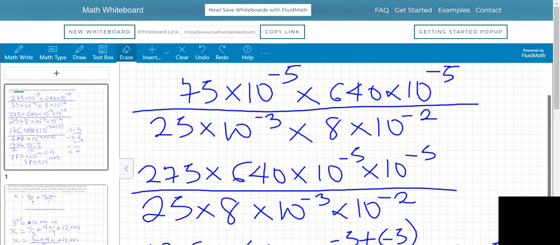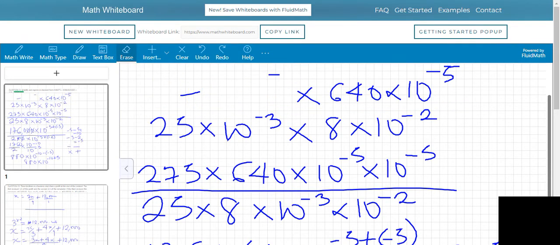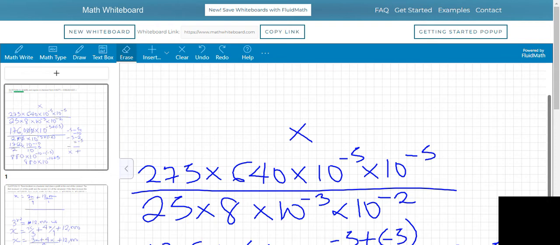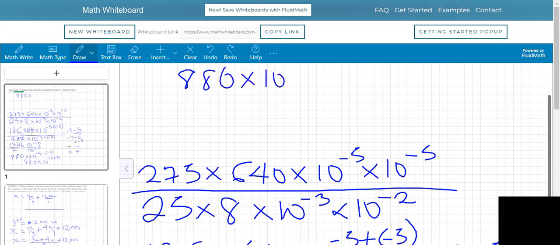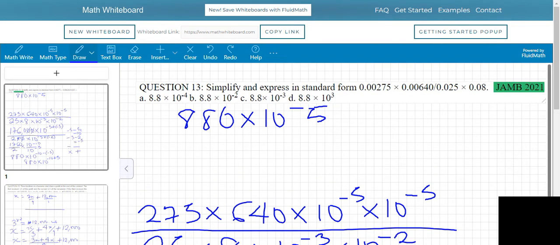If we simplify that expression, we are going to have 880 times 10 raised to power minus 5. So remember, if you check the options, you're going to find out that this is not part of the options. So that means we need to simplify 880. And if we want to simplify 880, we are going to write 880 in standard form.